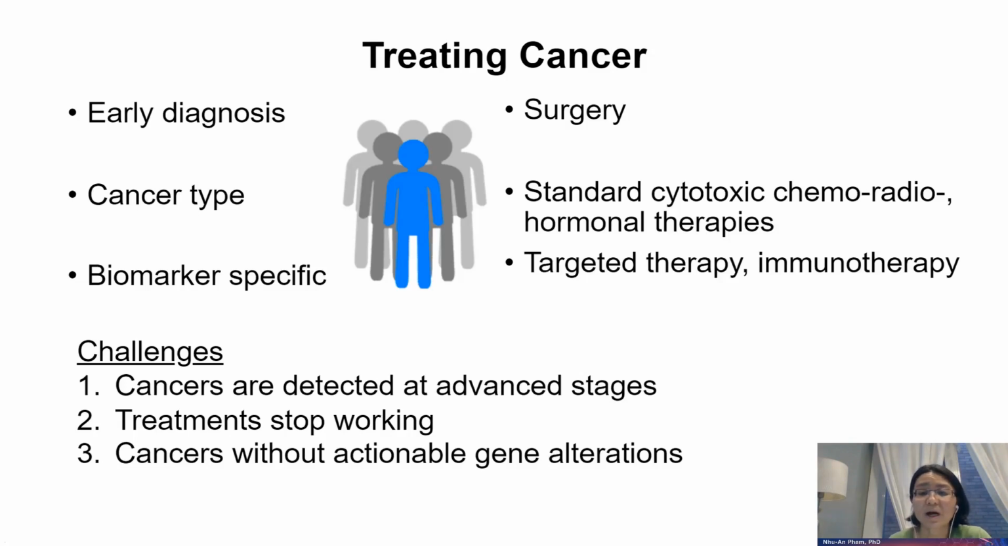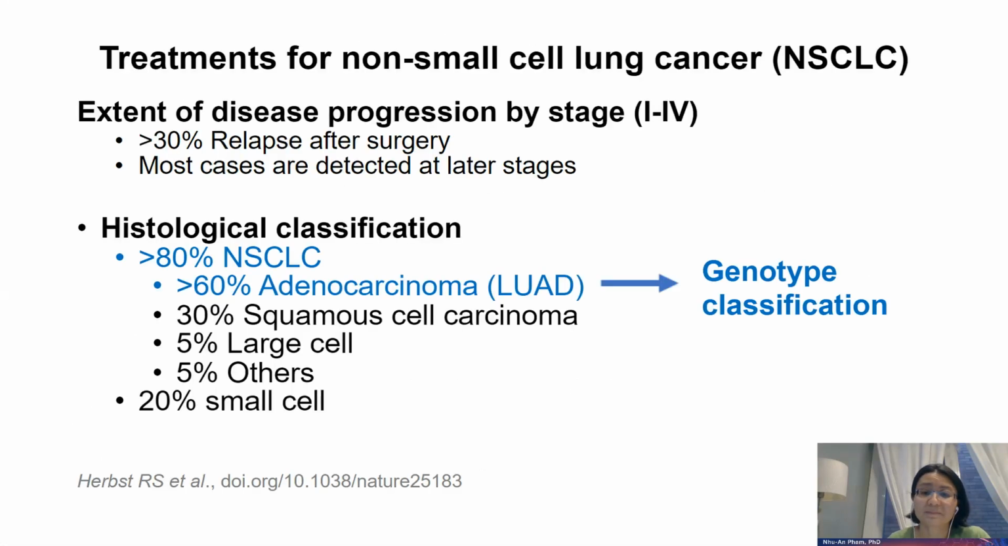So how can we use the patient-derived models to study the clinical challenges in treatment of cancers? Most cancers are detected at advanced stage where surgery is not possible, the treatments stop working, and cancers are without actionable gene alterations, meaning there is no targeted therapy available. So I will describe the context of the clinical challenges and the use of these models in the study of non-small cell lung cancer.